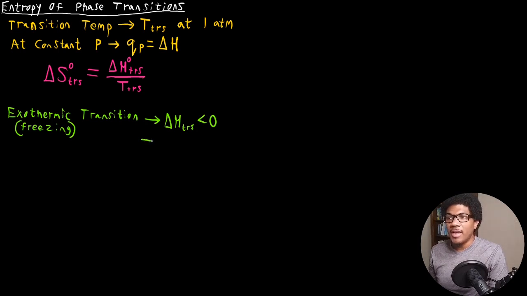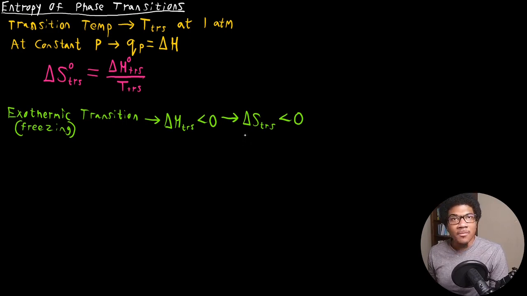And as far as the entropy, the transition is exothermic, so delta H is going to be less than 0. Since delta H is less than 0, delta S is going to be less than 0. Our entropy associated with the transition is also going to be less than 0. Why is that? Look at this equation. Since the numerator is negative, and the temperature in the denominator is the absolute temperature, so we can't have a negative temperature, we end up with a negative entropy.